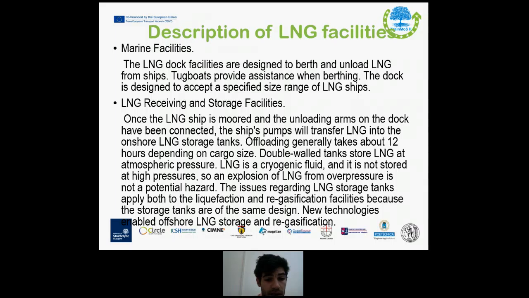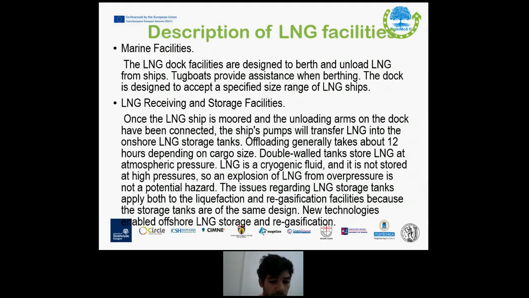Then we have the LNG receiving and storage facilities, where once the LNG ship is moved and the unloading arms on the dock have been connected, the ship's pumps will transfer LNG into the onshore LNG storage tanks. Offloading generally takes about 12 hours depending on the cargo size. Double-walled tanks store LNG at atmospheric pressure. LNG, as we said earlier, is a cryogenic fluid and it is not stored at high pressures, so an explosion of LNG from overpressure is not a potential hazard.